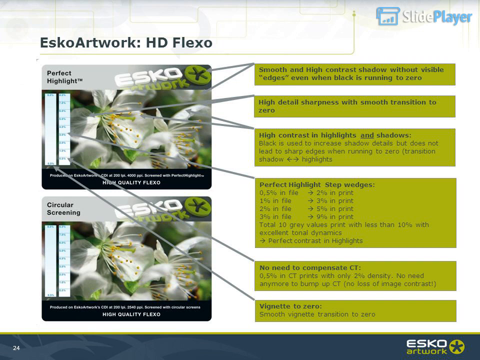0.5% in file, 2% in print. 1% in file, 3% in print. 2% in file, 5% in print. 3% in file, 9% in print. Total 10 gray values print with less than 10% with excellent tonal dynamics. Perfect contrast in highlights. No need to compensate CT. 0.5% in CT prints with only 2% density. No need anymore to bump up CT, no loss of image contrast. Vignette to 0. Smooth vignette transition to 0.